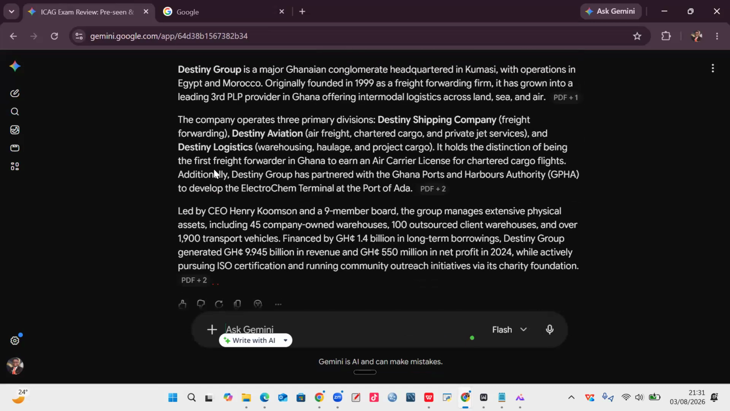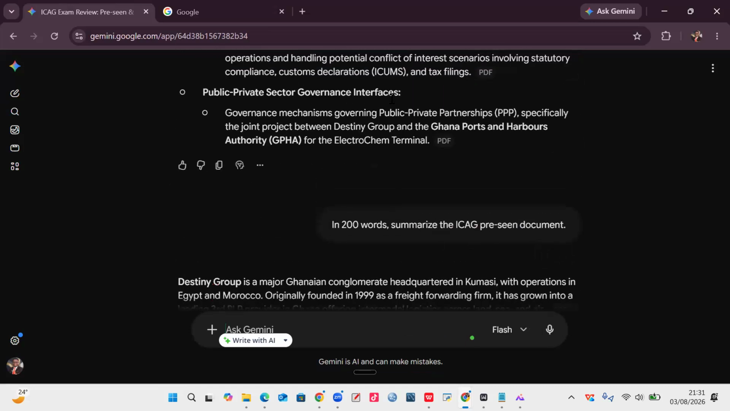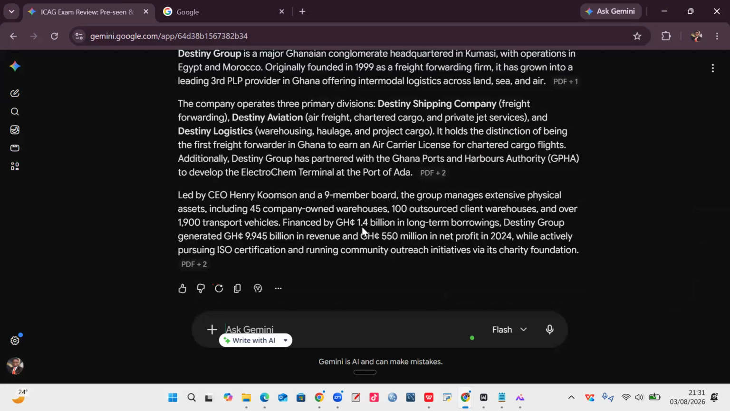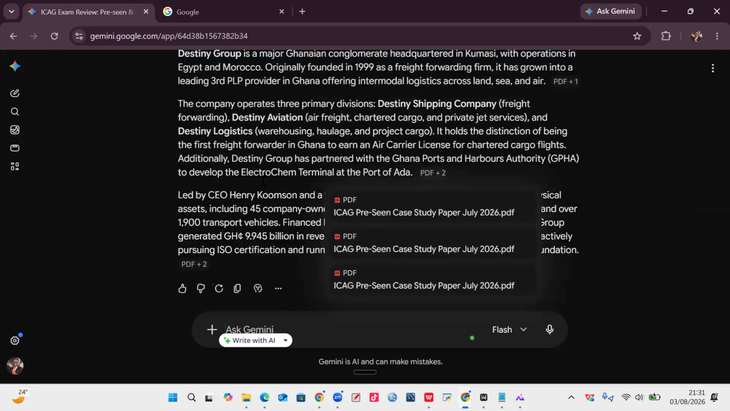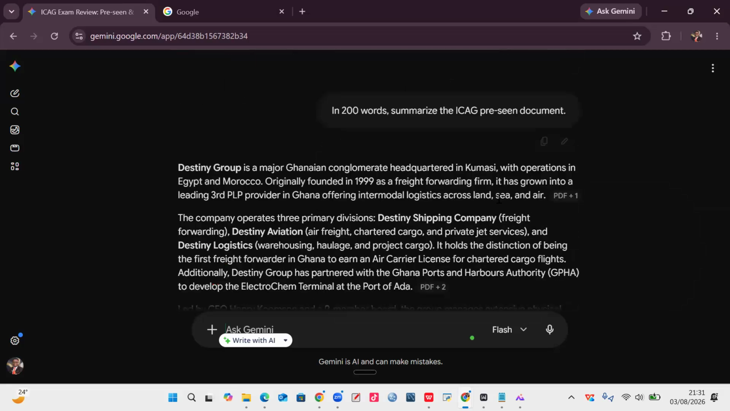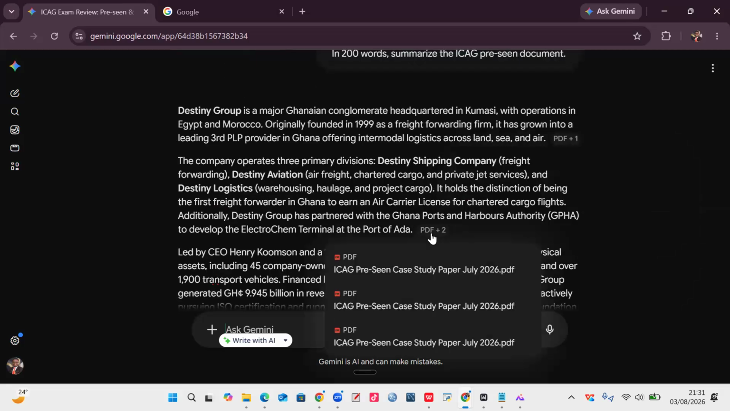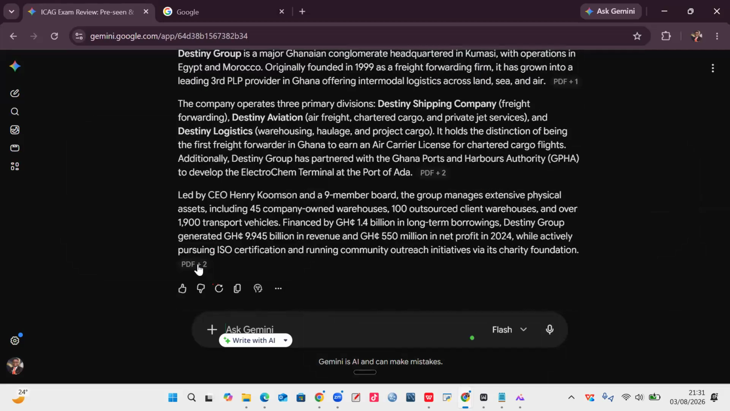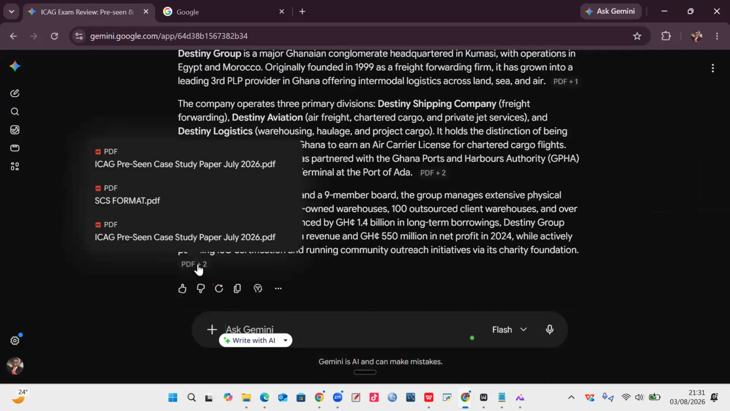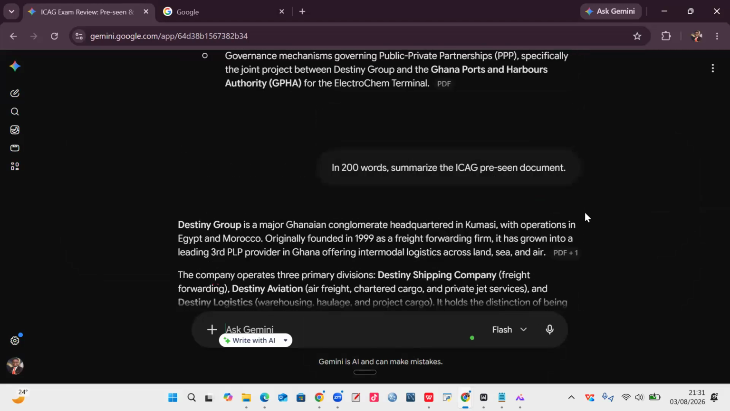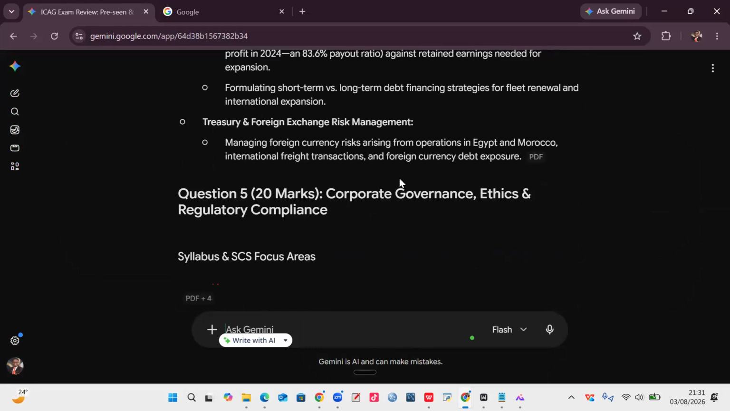So here, it has summarized the entire document in 200 words. This is everything it has said about the document. When I have this in mind, I can then go on, and you can see that it is making reference to the PDFs, the first one, the format, and the second one. So it will summarize everything for me, and I understand. So when I understand it, now I'll begin to read the documents.